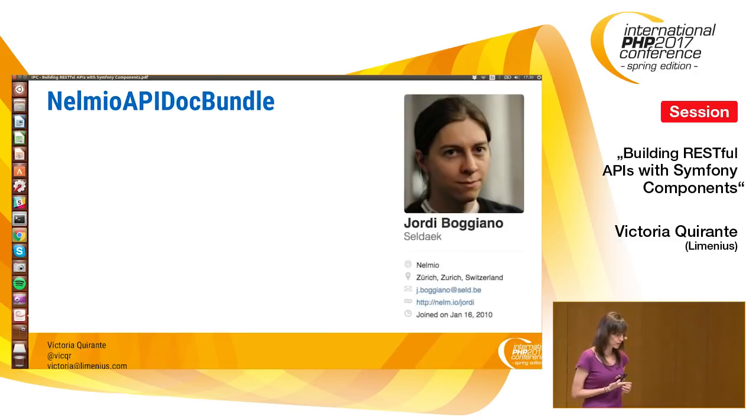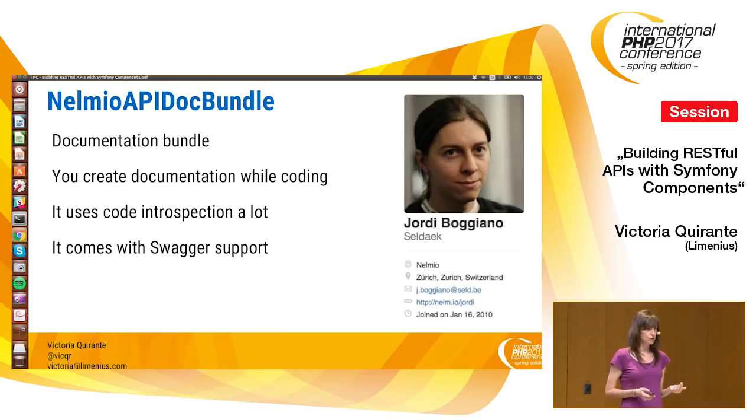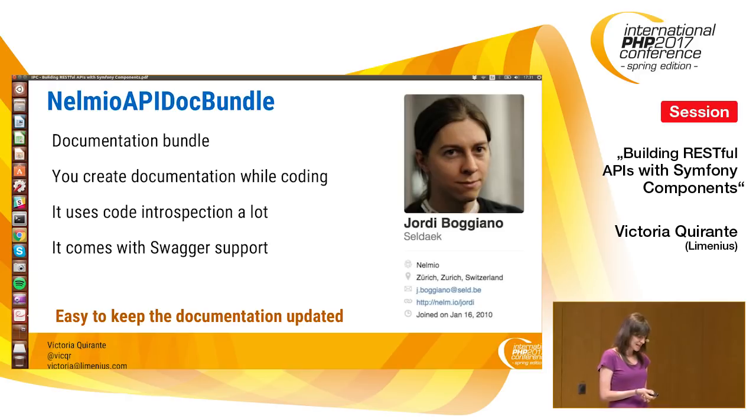And the last bundle I want to mention is Limenius API bundle for documentation. Okay, it's going to help you keeping your documentation updated. While you are coding, you will be writing some annotations, and then from them is going to be generated the documentation. Okay, so it's good to write the documentation while you are coding, because otherwise later is much more tiring, and sometimes you don't do it. So it's easy to keep the documentation updated with this.